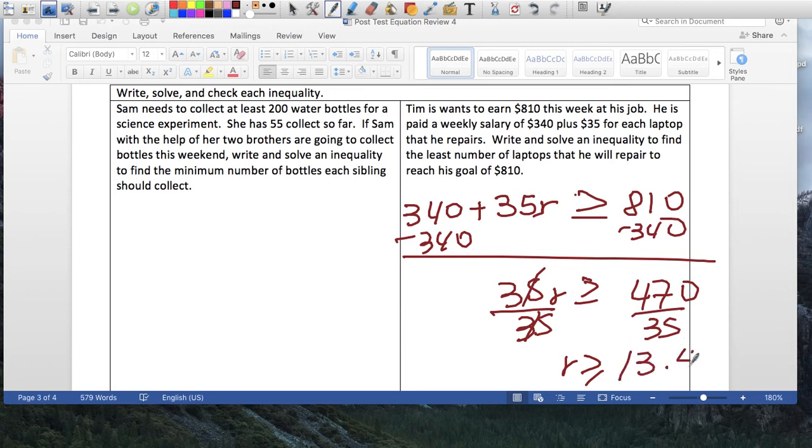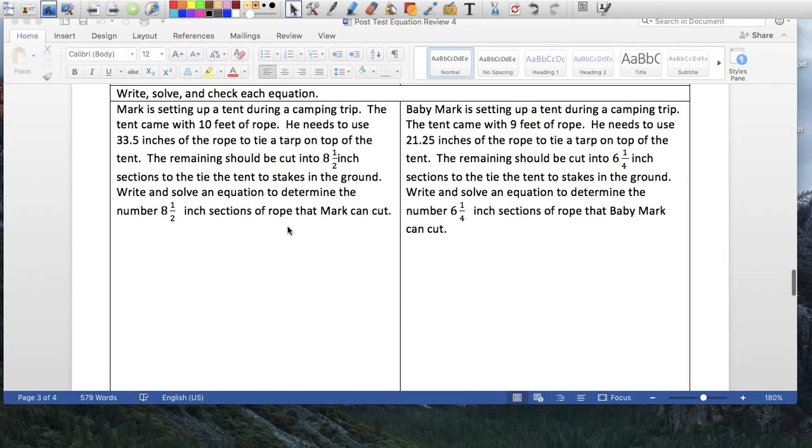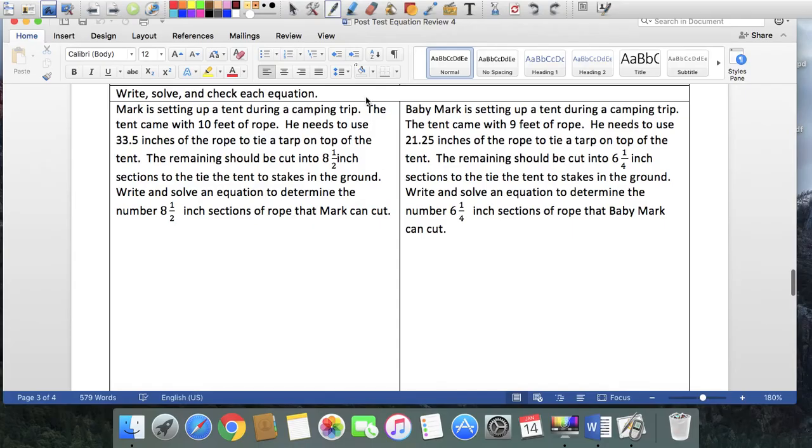It's going to give us 13.428 and so on, or 13.43. But you can't fix 13.43 of a laptop. You need to fix 14. So he needs to fix 14 laptops or more to reach his goal. So these two, we did it in class, a different version.